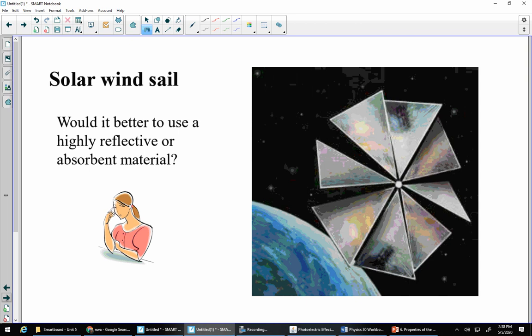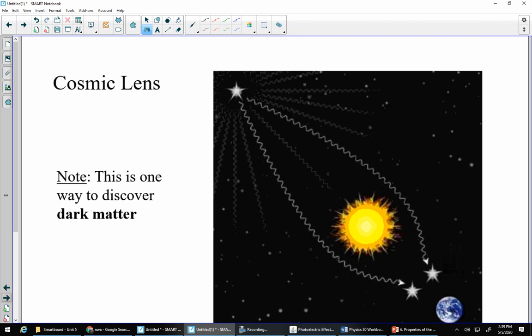Cool, very cool. Some cool applications of this, solar wind sails. You read about these in sci-fi novels and every once in a while in the news too. Is it better to use a highly reflective or absorbent material, do you think? Probably say reflective so that the x-rays bounce off and they can actually push those solar sails.